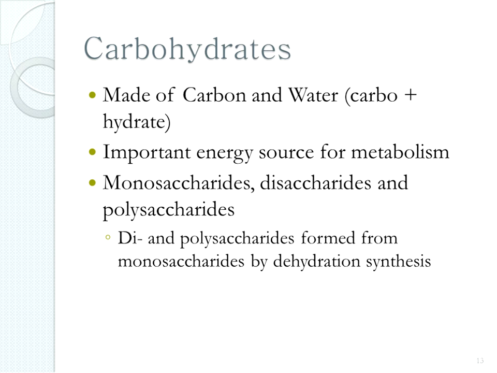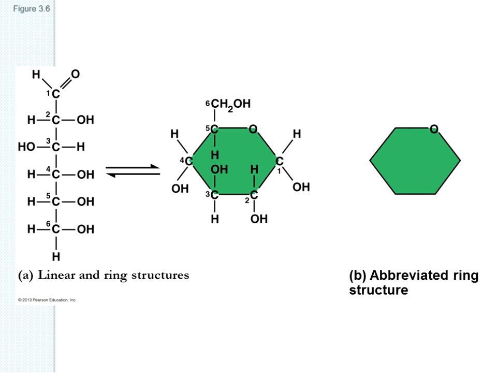A single sugar subunit is often called a monosaccharide. Two sugar subunits together is a disaccharide. And then if we form a bunch of them, that's a polysaccharide. And we form the disaccharides and the polysaccharides by dehydration synthesis.